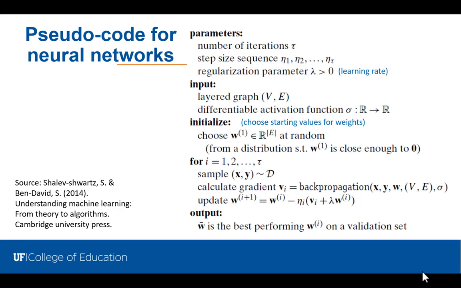Okay, so here is some pseudocode for neural networks, and this pseudocode shows briefly the main steps of a neural network. You need to define the number of iterations, the step size for the sequence, the regularization parameter, which is the learning rate. You also need to define a layered graph, which is how many hidden layers, and what's the activation function. You need to define an activation function for the hidden layers and an activation function for the output layer.